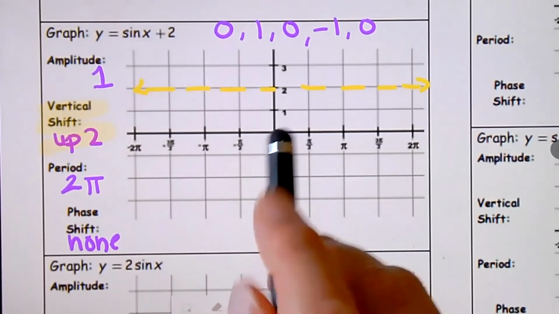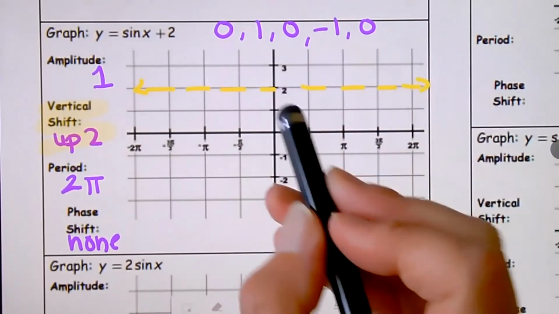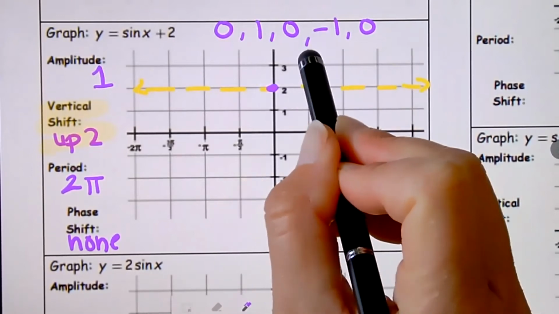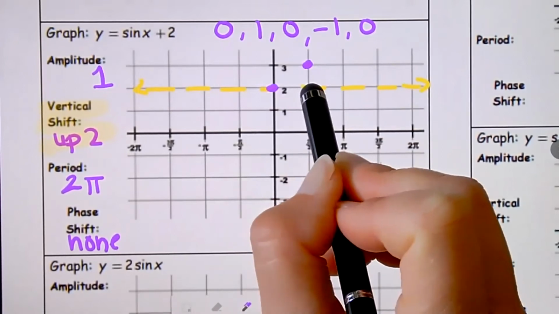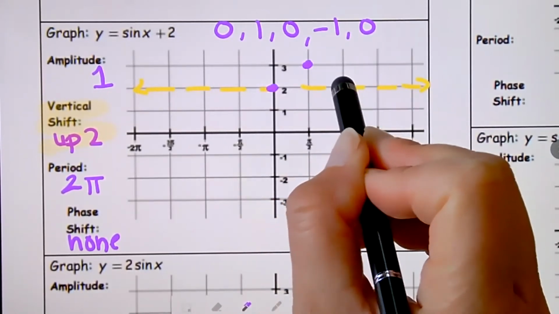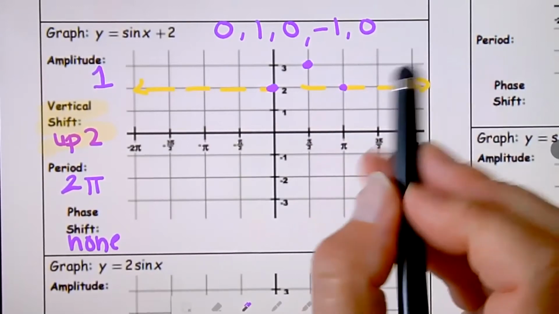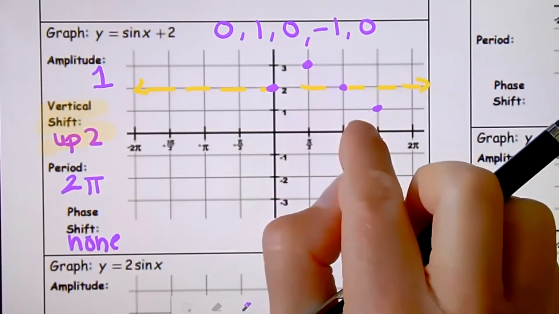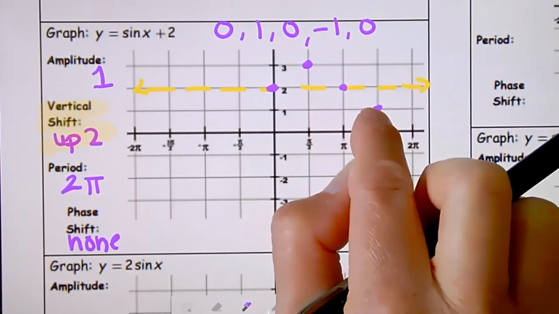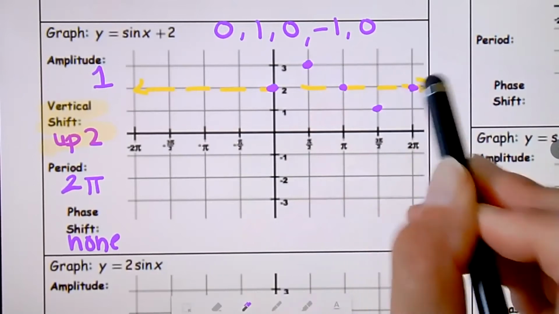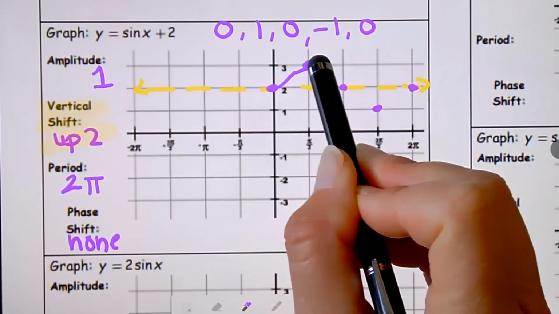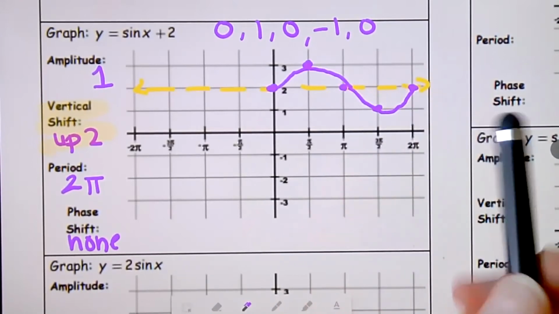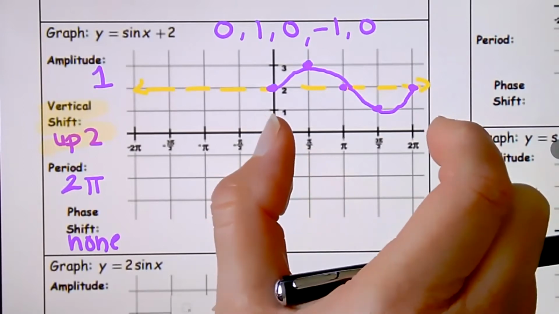So at 0, I'm at air quote 0, but that's really at a height of 2. Then at pi halves, I'm going 1 above that center. And at pi, I'm going back to my 0, which is in this case 2. Then I'm going 1 below at 3 pi halves, because I'm going -1. But if I was at 2, now I'm at 1. And then at 2 pi, I'm back to 0. And this is our sine x plus 2. Again, I'm just doing one cycle of it.